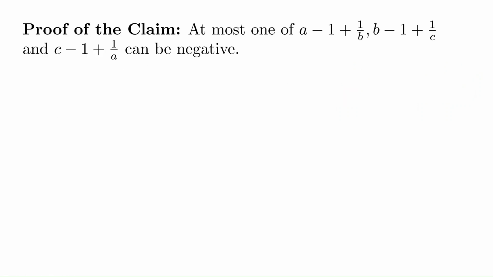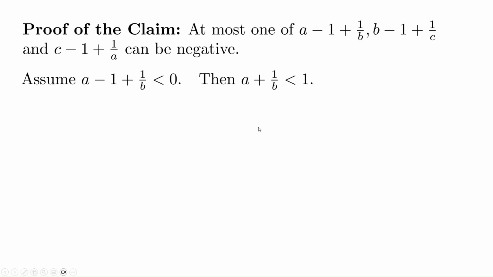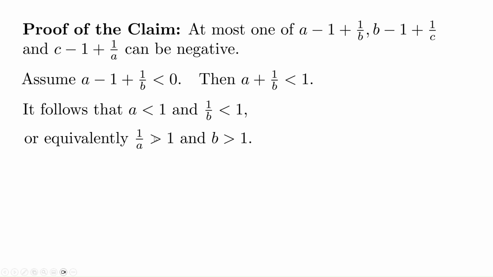The proof of the claim is straightforward. Assume the first factor, A minus 1 plus 1 over B, is negative. Then A plus 1 over B is less than 1. Both A and 1 over B are positive numbers. The sum is less than 1, meaning both A and 1 over B are less than 1. Equivalently, their reciprocals, 1 over A and B, are both greater than 1.